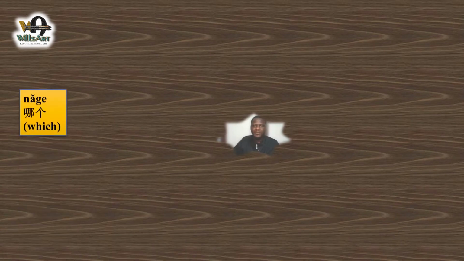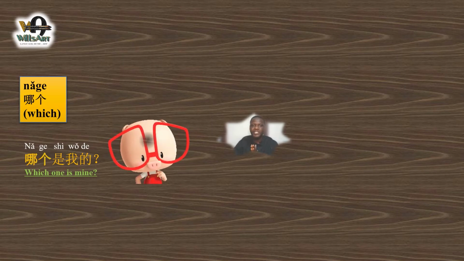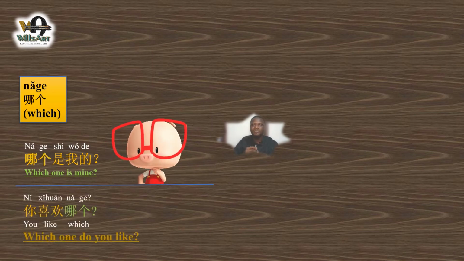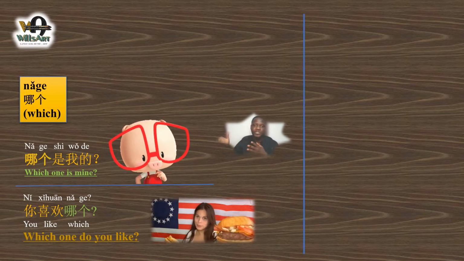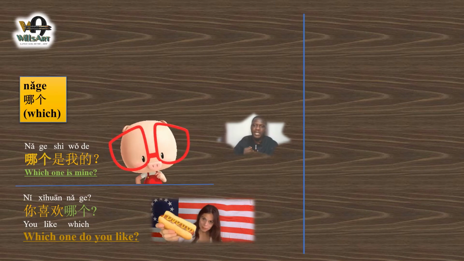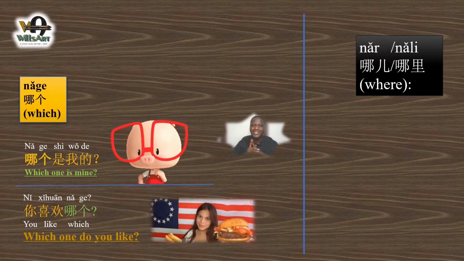哪个? 哪个 means which. Which is taken from 哪一个 which means which one. So, for example, 哪个是我的? Which one is mine? Another example is 你喜欢哪个? 你 means you, 喜欢 means to like, and 哪个 means which. So 你喜欢哪个 which means which one do you like? You like which one?